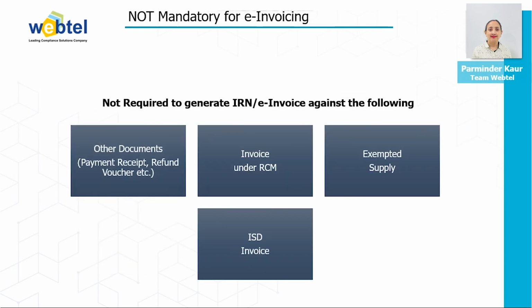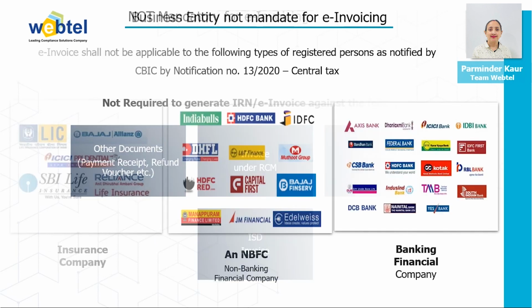Now the documents for which e-invoicing is not mandatory are the receipt, refund vouchers, invoices under the reverse charge mechanism, exempt supplies, and in the case of an input service distributor. On these types of invoices, the IRN or e-invoicing is not mandatory.